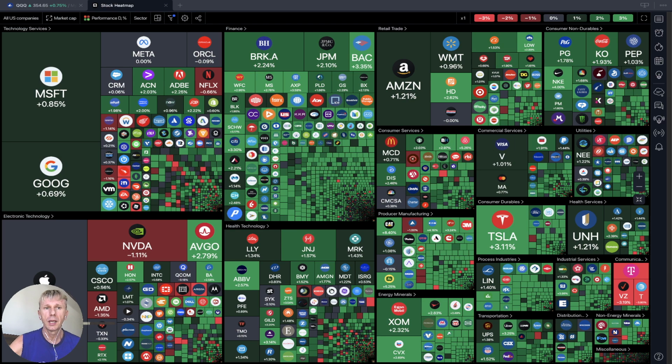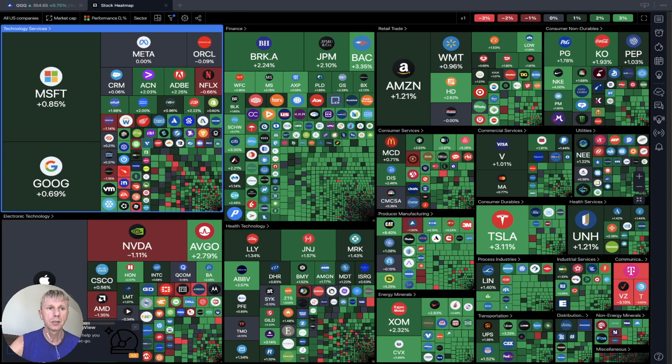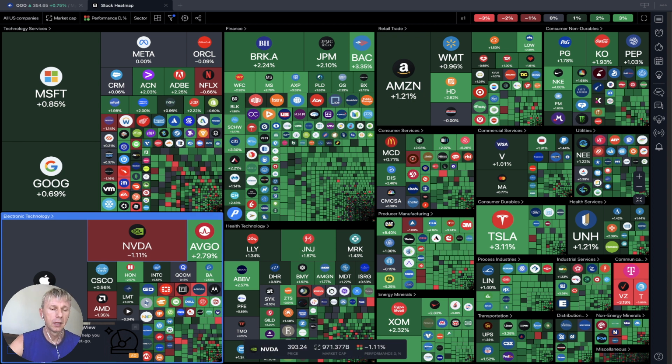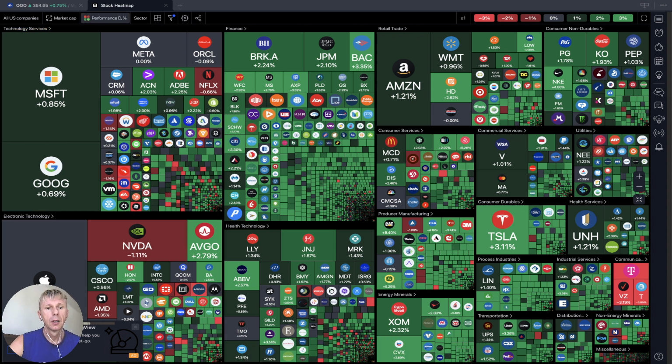Let's move to TradingView. Let's start with all USA companies, based on the market cap and daily performance. Let's see daily, weekly, monthly, quarterly. Daily, it's a lot of red, a lot of green. Based on the technologies, finance, all green. Nvidia was negative on daily, but generally all green, right?